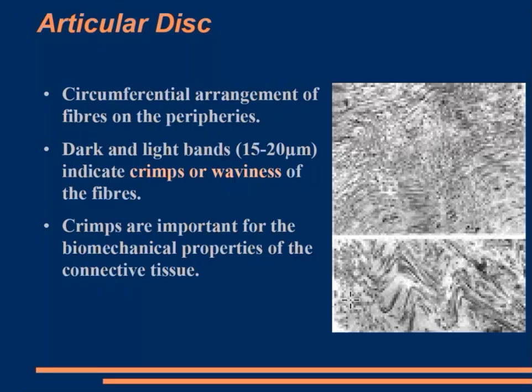This can be shown in the superficial collagen layer of the articular surface, and also in the intra-articular disc of the temporomandibular joint. These crimps that you can see are important for the biomechanical properties of the connective tissue. It is adapted to resist compressive loading, and circumferential collagen fibers are adapted to tensional loads.